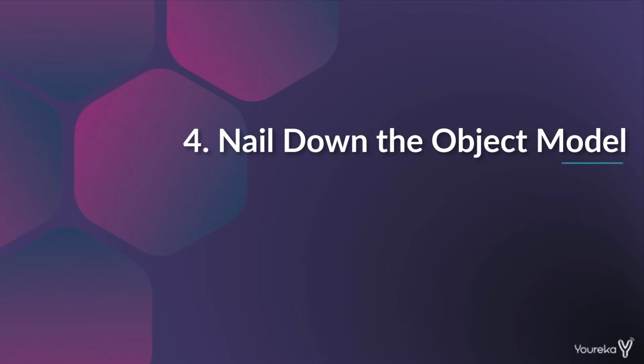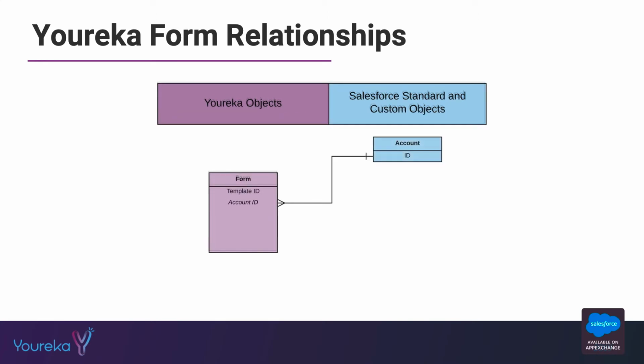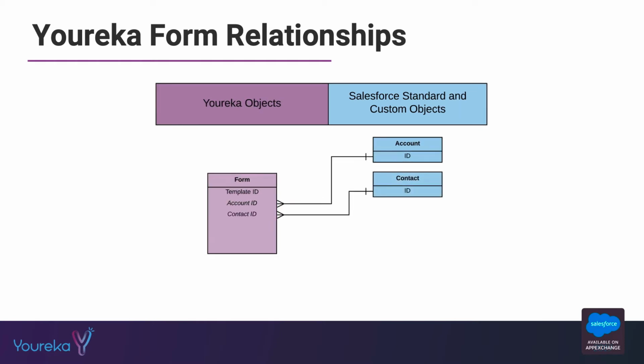The fourth step is to nail down the object model. So it's important to recognize when you install Eureka, we give you a bunch of objects, and one of those is called the form object. And the form object has the ability to map data to other objects in your Salesforce environment, like an account or a contact or a work order or service appointment. And the way that we do this is through lookup relationships.